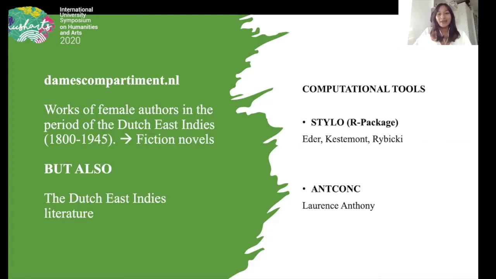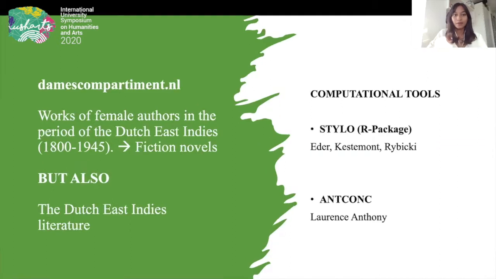In my research, I'm going to use the digital files from dbnl.org, and I will analyze the works of female authors in Dutch Indies literature. But I'm going to make a selection of the literature I'm going to use, because the definition of Dutch Indies literature I use in my research is split into two different definitions. The first definition is the works of authors, in the context of my research female authors, in the period of the Dutch East Indies, 1900 until 1945.